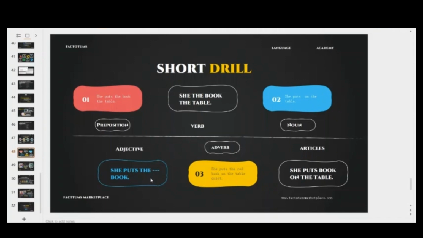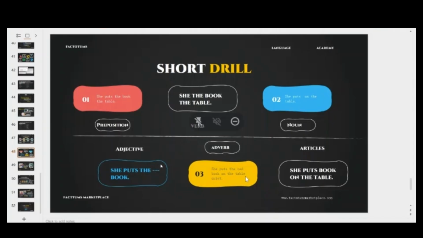It's okay, but you remember I just explained in the previous slide? I said when you take out that word, the sentence can be vague or not so clear because it's an adjective. So if you say she puts the book, okay, but if you say she puts the red book on the table, it's more specific. It just gives more information.